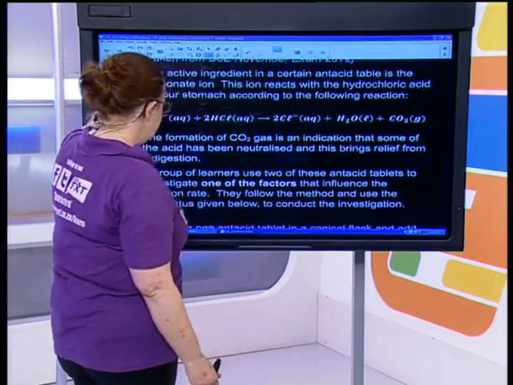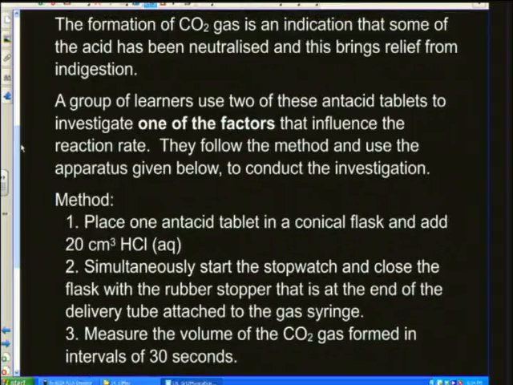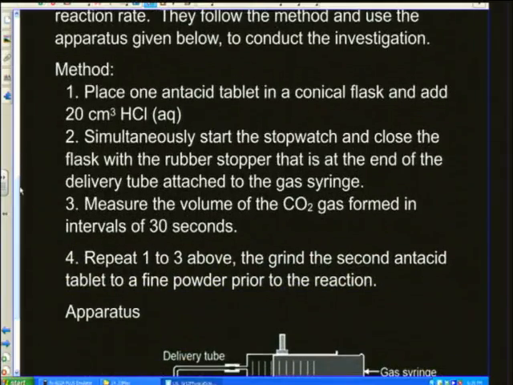Okay, so a group of learners used 2 of these antacid tablets, so use the same ones, to investigate one of the factors that influence the reaction rate. They follow the method and use the apparatus given below. So we really want to find out what this one factor is. They say they place 1 antacid tablet in a conical flask, add 20 centimeters cubed of hydrochloric acid. Simultaneously, they start the stopwatch, close the flask with the rubber stopper that is at the end of the delivery tube and attach it to the gas syringe.